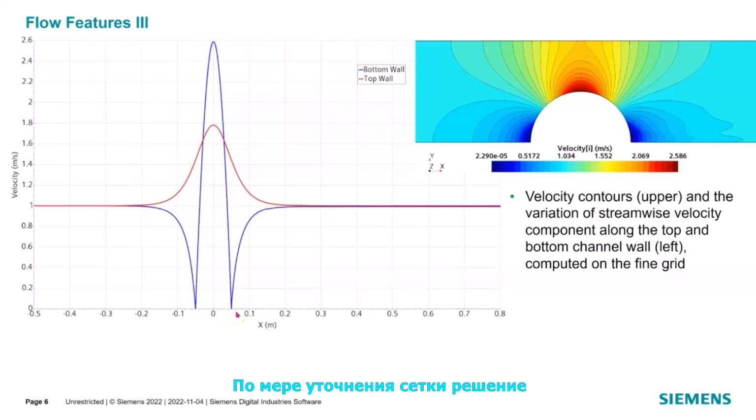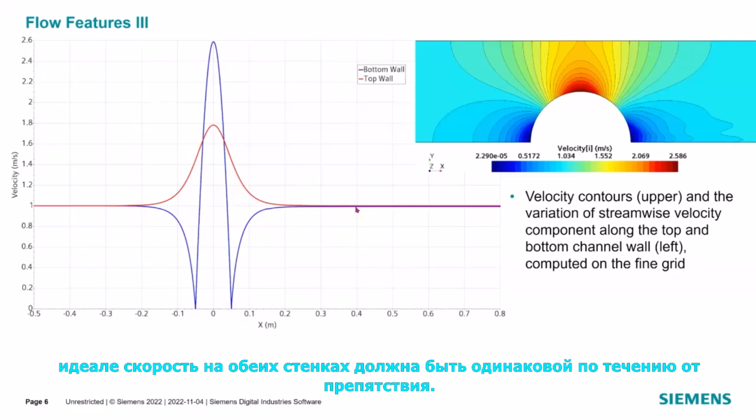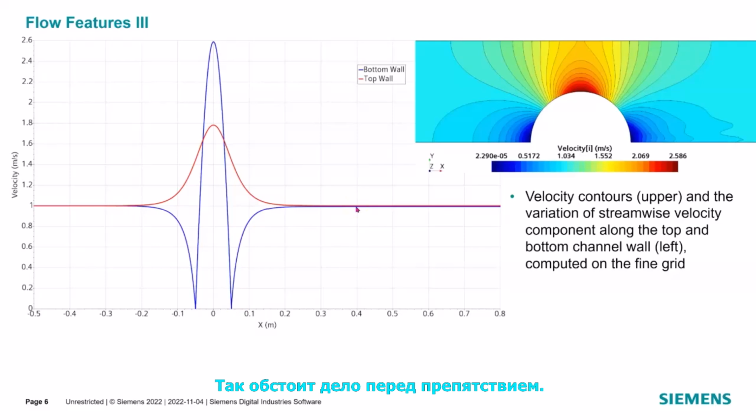As the grid is refined, the solution becomes perfectly symmetric. Downstream of the obstacle, velocity should ideally be equal at both walls, as is the case upstream of the obstacle. Due to discretization errors, there is a small difference. In reality, velocity would be zero at walls, but in an inviscid fluid, the velocity is constant across the channel.